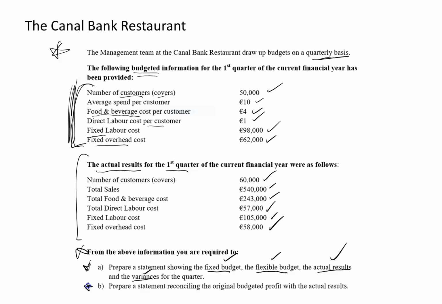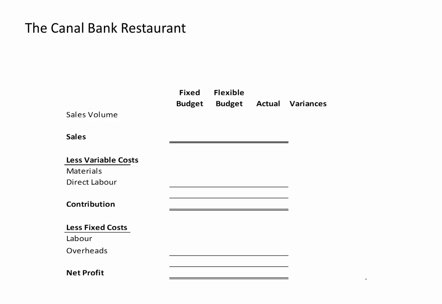We'll draw up the statement. And then the second thing we'll do, part B, we'll prepare a statement reconciling the original budgeted profit with the actual profit. Now, a budget control statement has a very specific format, so we're just going to have a look at a blank statement, and then we can start filling in the information we need. If I draw one up here, this is what our budget control statement would look like. Do remember, you can pause, rewind, and replay this video at any time you like.